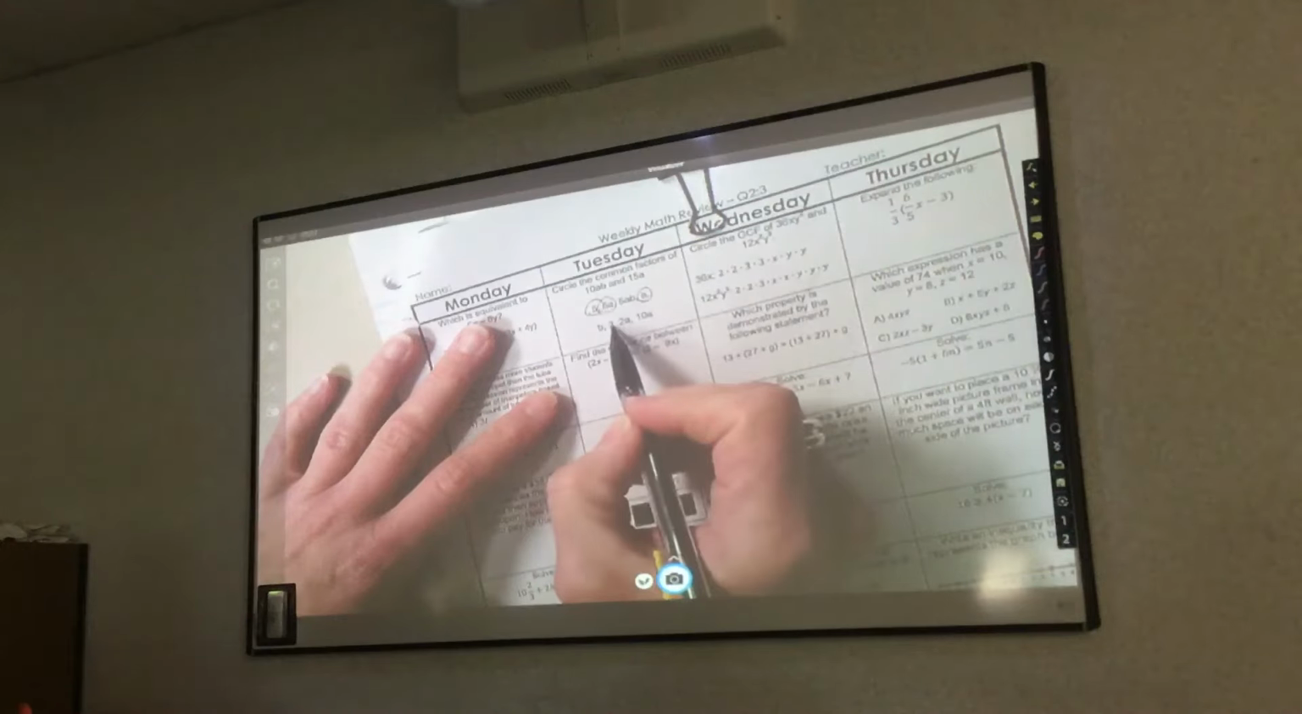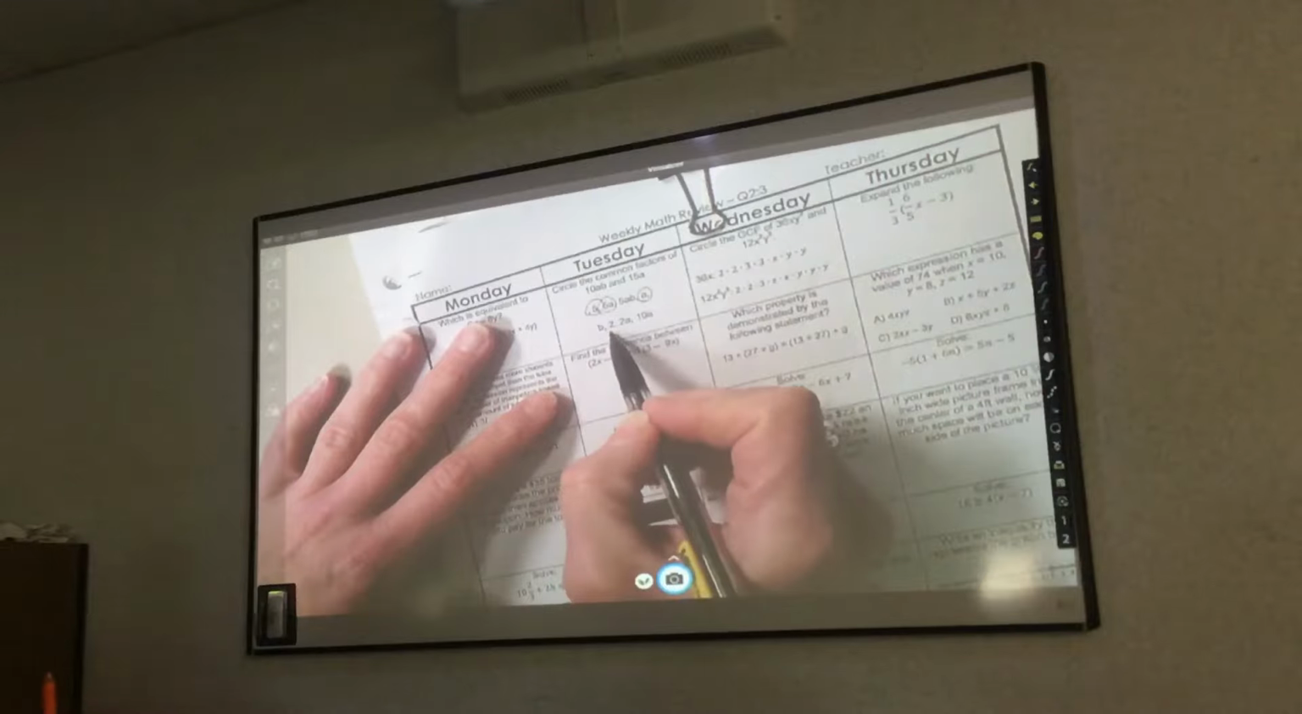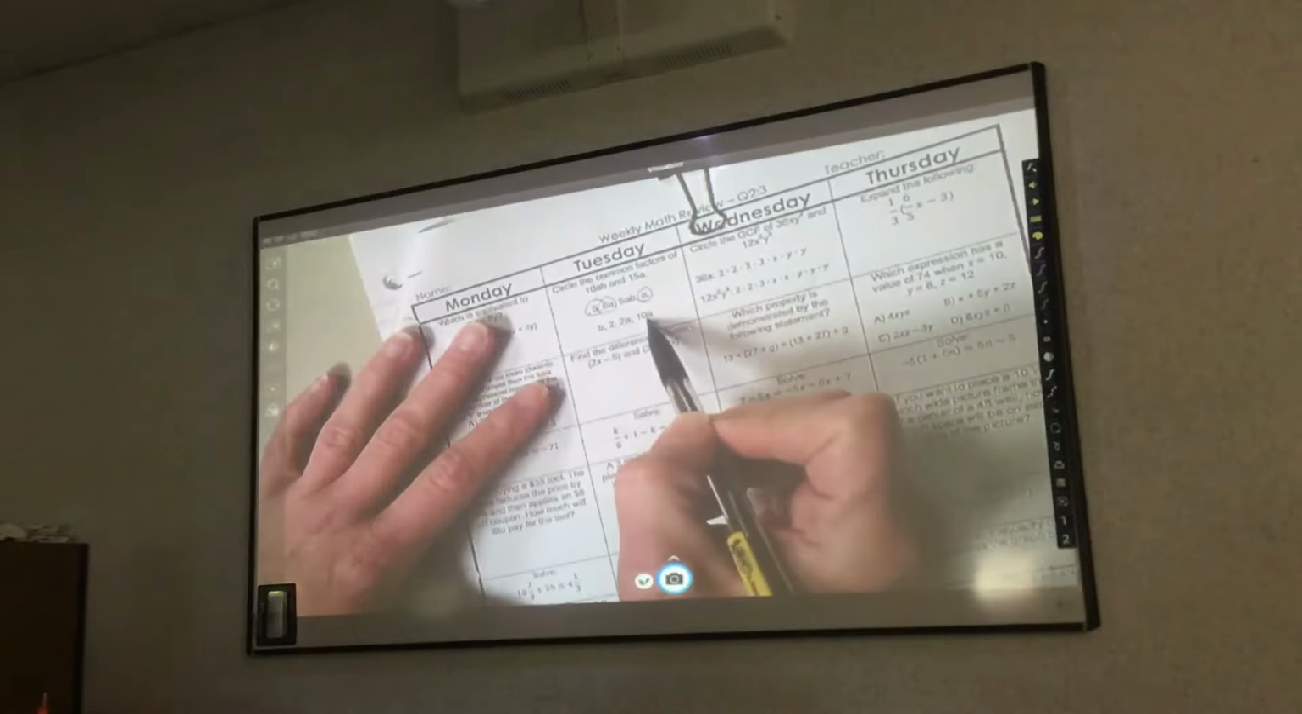Does 2 work? No, because I can't take 15 divided by 2. 2A? No. If 2 doesn't work, 2A is not going to work. 10A? No, because I can't take 15 divided by 10.